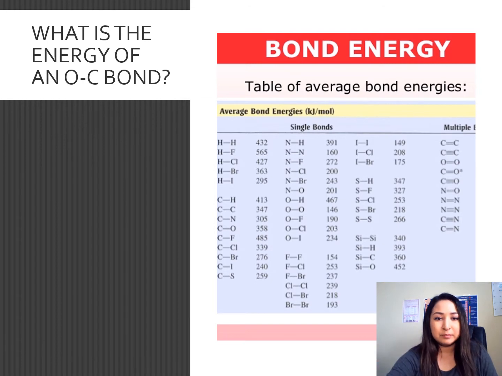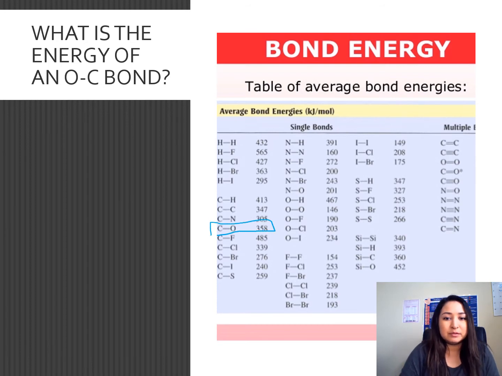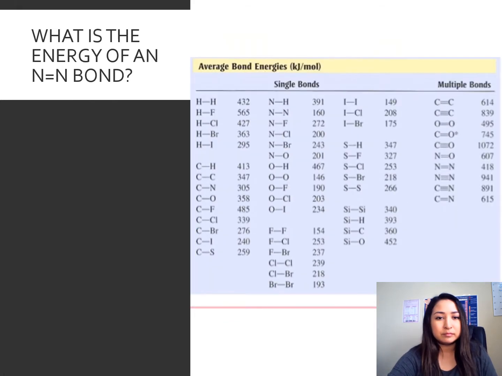Now let's look at the next one. O to C. So you look, O to C, I don't see O to C, but I do see C to O, which is the same thing. So that one's 358 kilojoules per mole. Right? Not too bad.